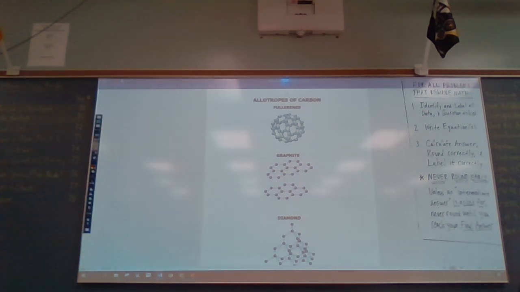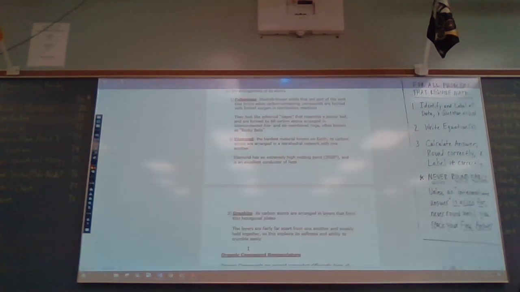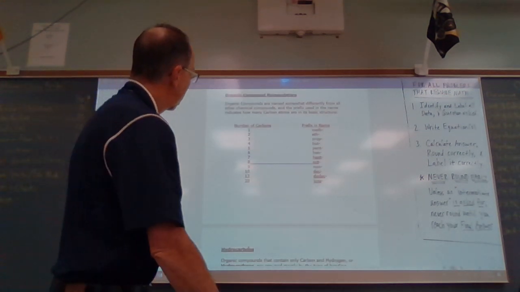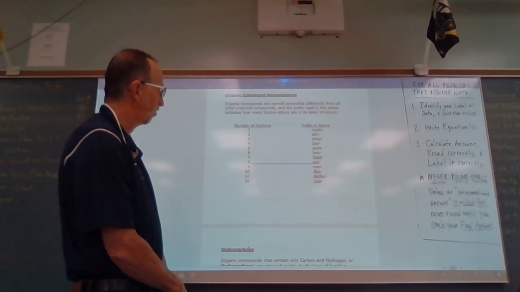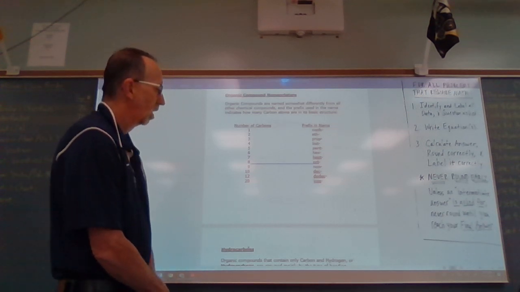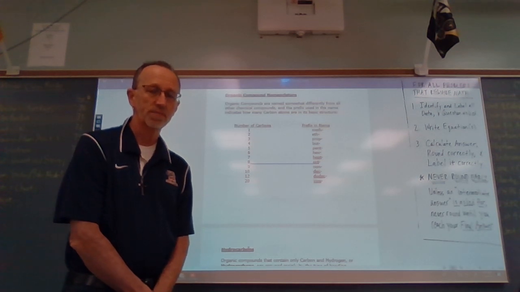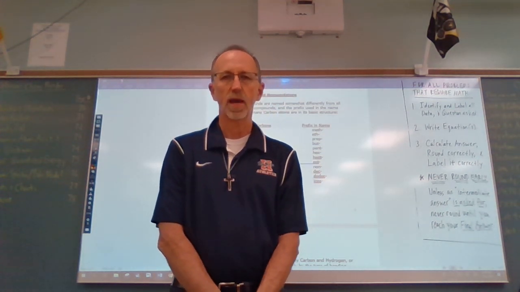All right. So let's get back to the lesson here. Organic compound nomenclature. Organic compounds are named somewhat differently from all other chemical compounds, and the prefix used in the name indicates how many carbon atoms are in its basic structure. So keep in mind that carbon-containing compounds are going to be molecular compounds, all right? Covalent bonding, because of carbon's electronegativity.